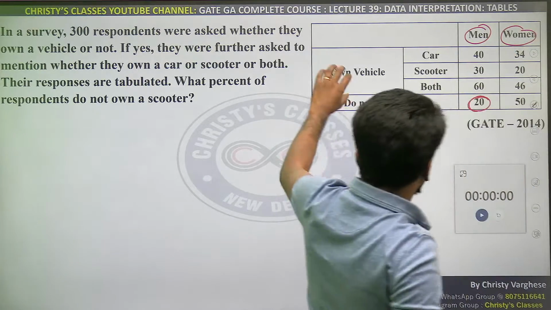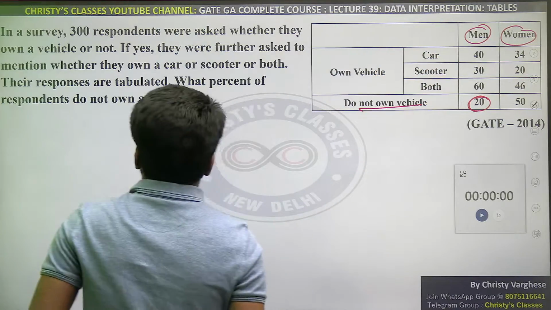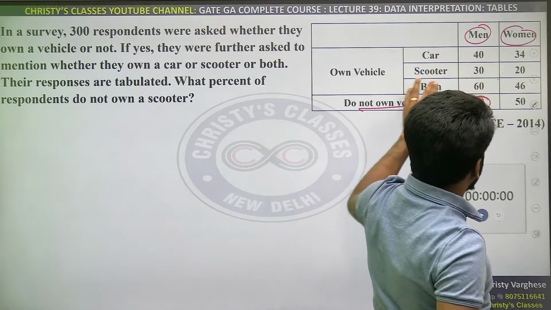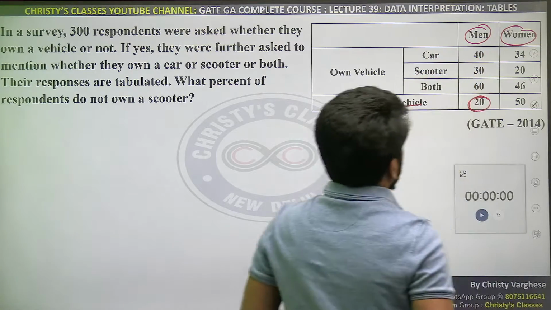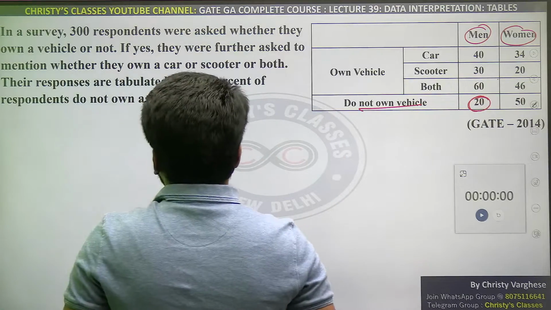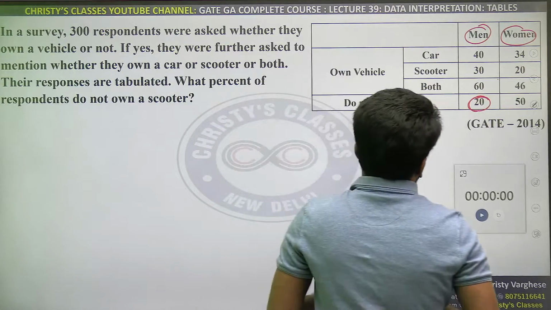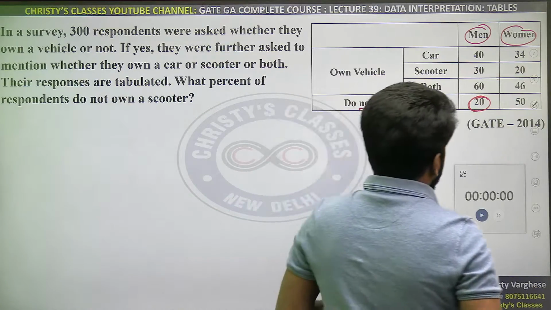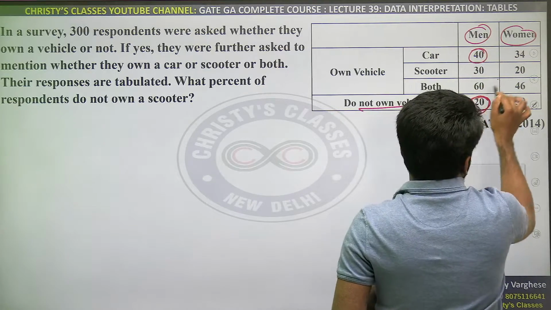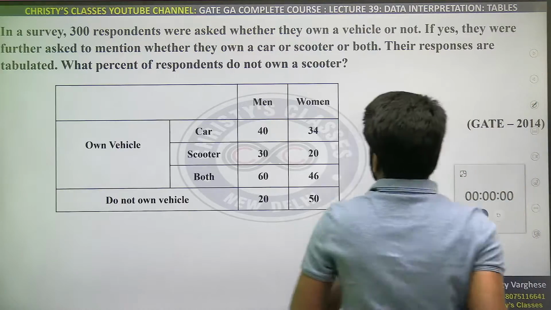But the remaining people who had a vehicle, there were 3 categories of people: the people who had a car, people who had a scooter, and people who had both car and scooter, and men and women, that way it is mentioned. What percentage of the respondents do not own a scooter? Do not own a scooter means they own a car, or they do not own a vehicle. These two categories we need, right? Are you getting the point? Please respond.